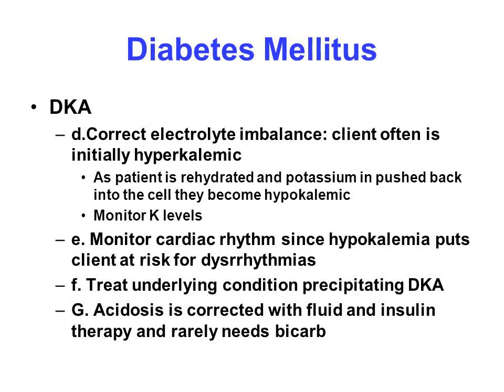Diabetes mellitus DKA. D. Correct electrolyte imbalance, client often is initially hyperkalemic. As the patient is rehydrated, potassium is pushed back into the cell and they become hypokalemic. Monitor K levels. E. Monitor cardiac rhythm since hypokalemia puts client at risk for dysrhythmias. F. Treat underlying condition precipitating DKA. G. Acidosis is corrected with fluid and insulin therapy and rarely needs bicarb.